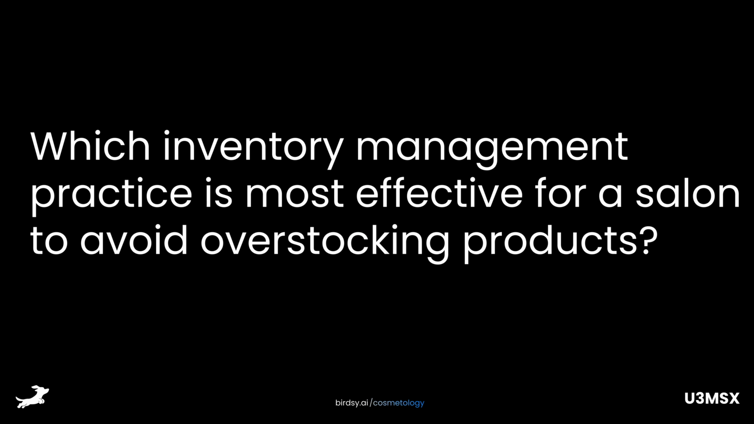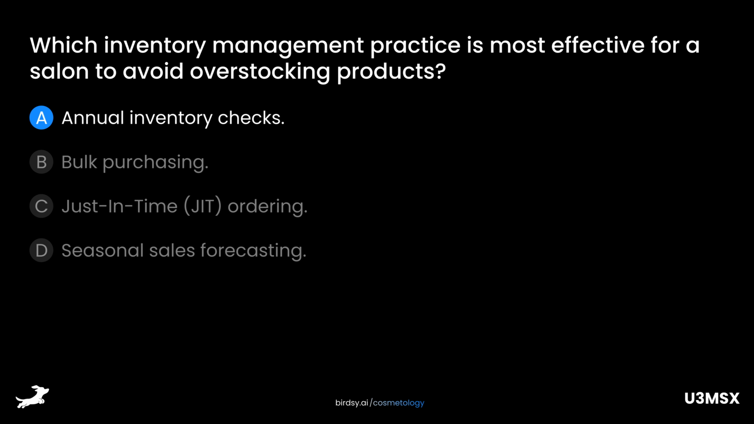Which inventory management practice is most effective for a salon to avoid overstocking products? Is it A. Annual inventory checks, B. Bulk purchasing, C. Just-in-time ordering, or D. Seasonal sales forecasting? The answer is C.